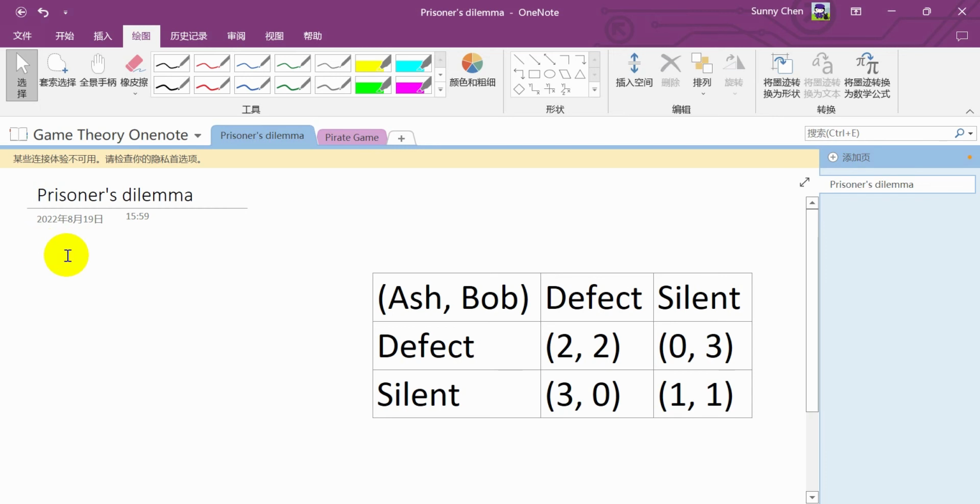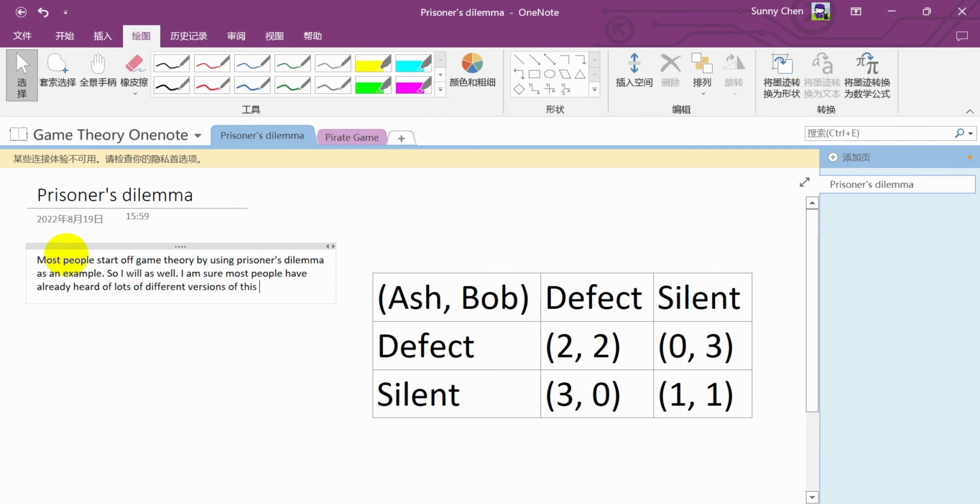To start off, most people start off game theory by using Prisoner's Dilemma as an example, so I will as well. I am sure most people have already heard of lots of different versions of this problem. The problem goes like this.